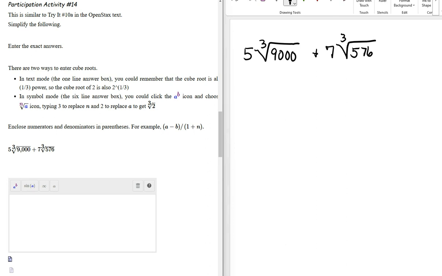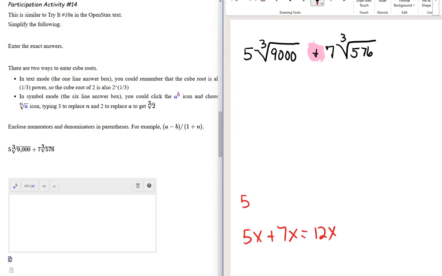Okay, on this one you're going to be adding, because I got this big addition sign right here. But you can only add radicals if they are like radicals. It's no different than adding like terms. Like if you had a 5x plus a 7x, that would be 12x.